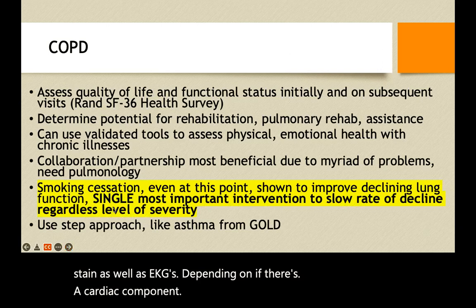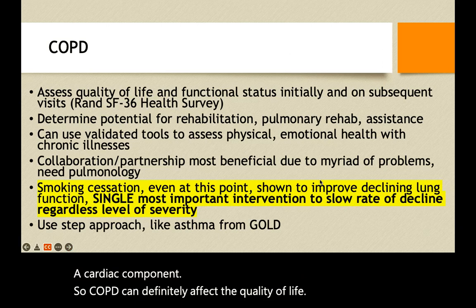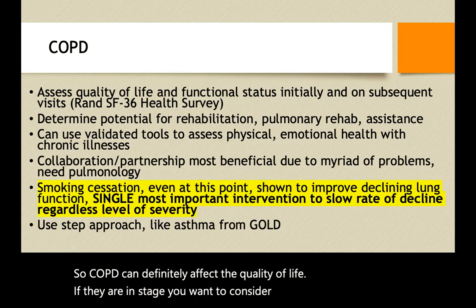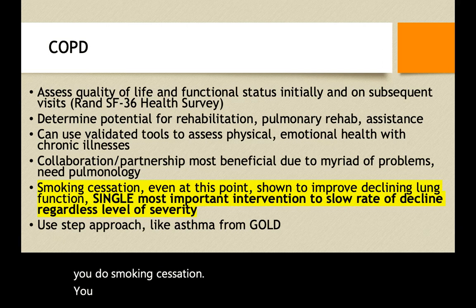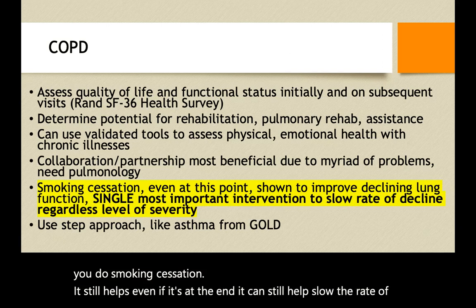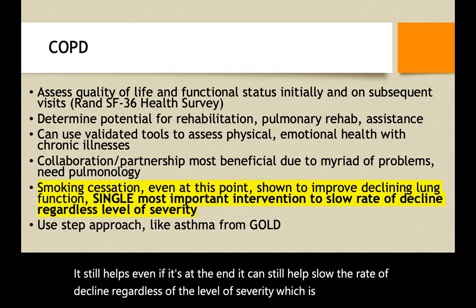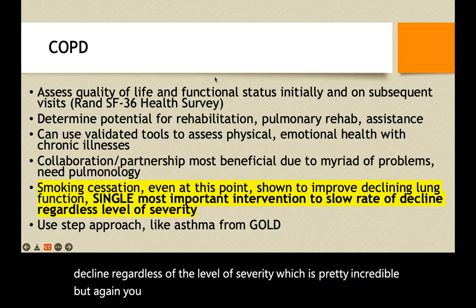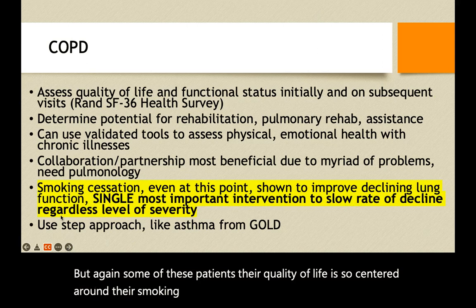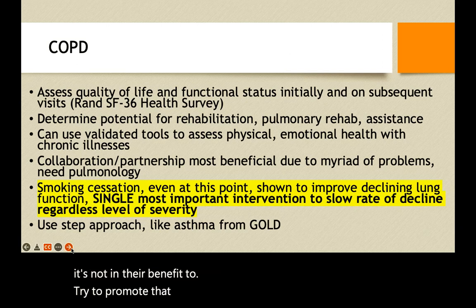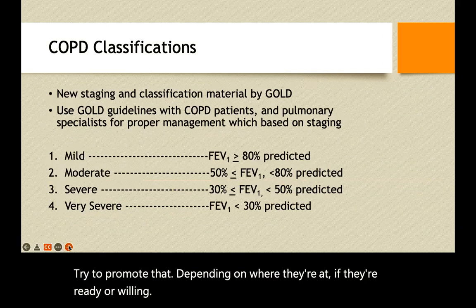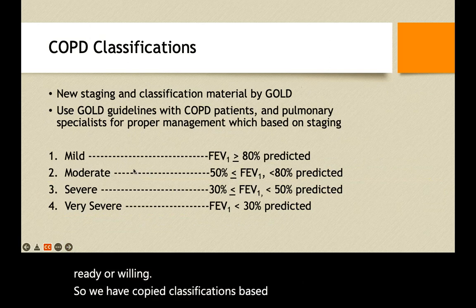So COPD can definitely affect the quality of life. If they are end stage, you want to consider hospice. Even when you do smoking cessation, it still helps, even if it's at the end, it can still help slow the rate of decline, regardless of the level of severity, which is pretty incredible. But again, some of these patients, their quality of life is so centered around their smoking habit that you may find that it's not in their benefit to try to promote that, depending on where they're at, if they're ready or willing. So we have COPD classifications based on the GOLD guidelines.